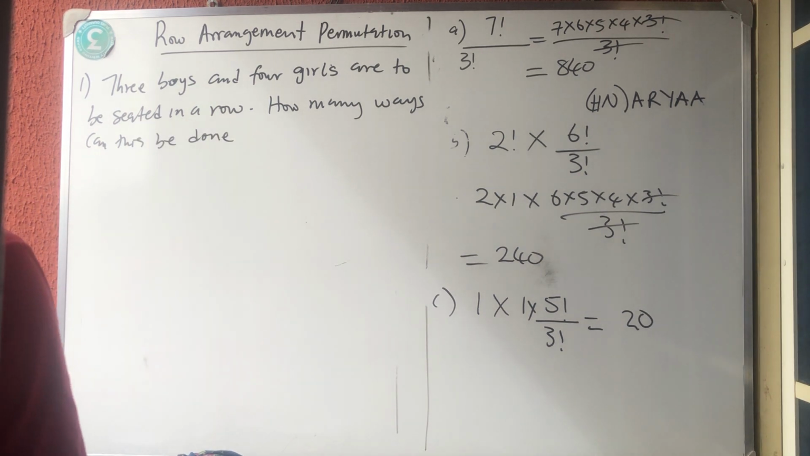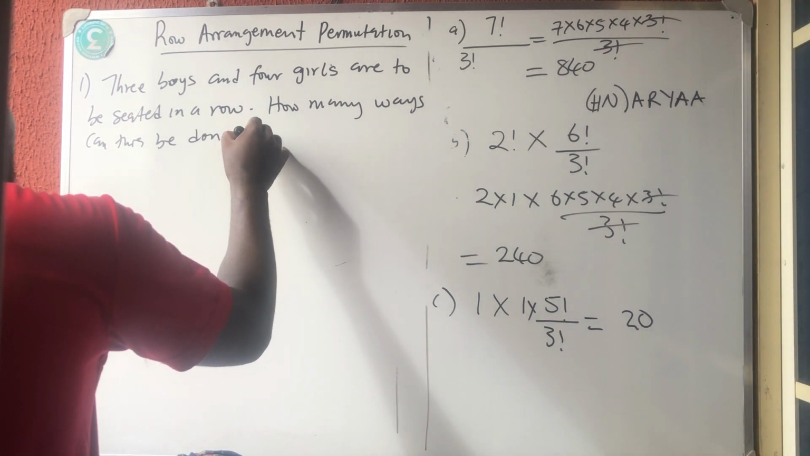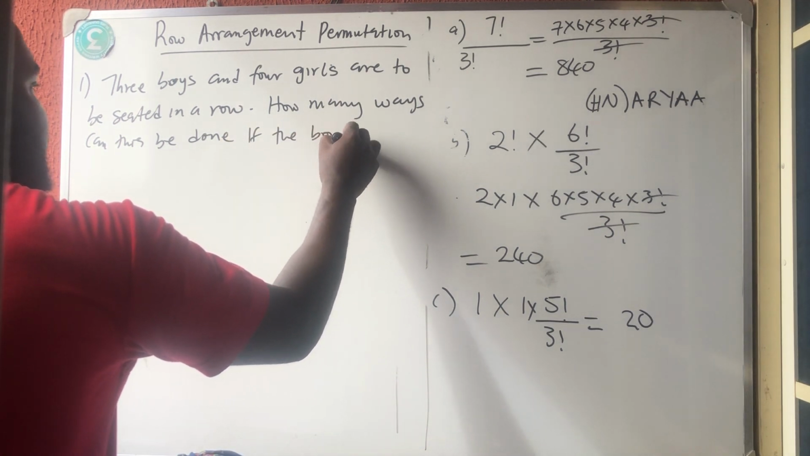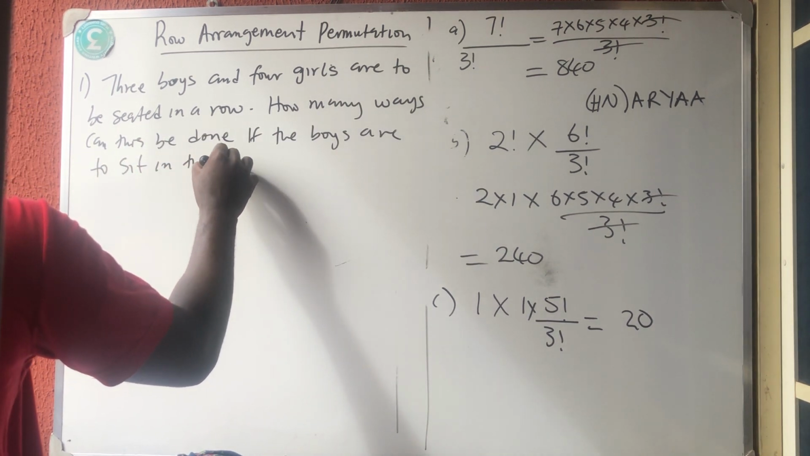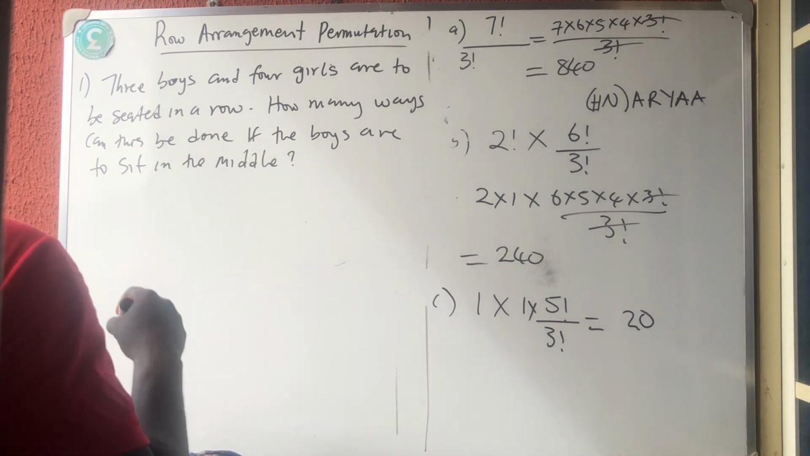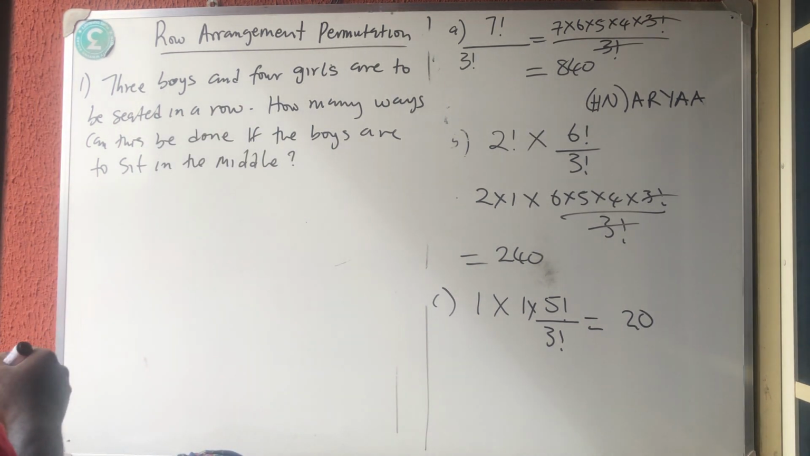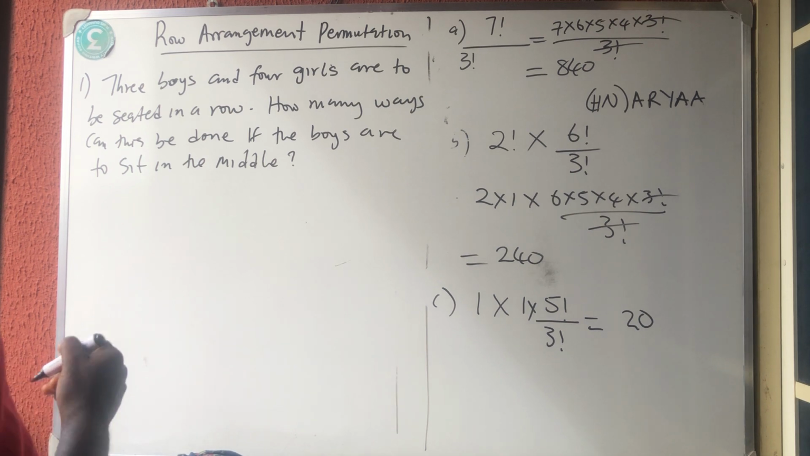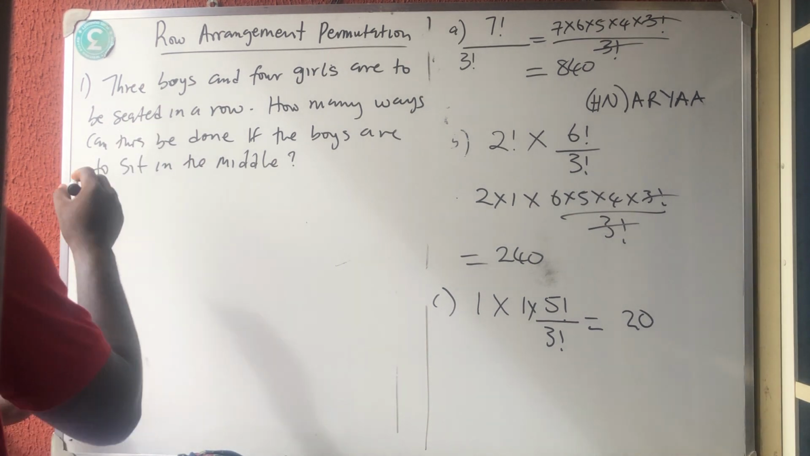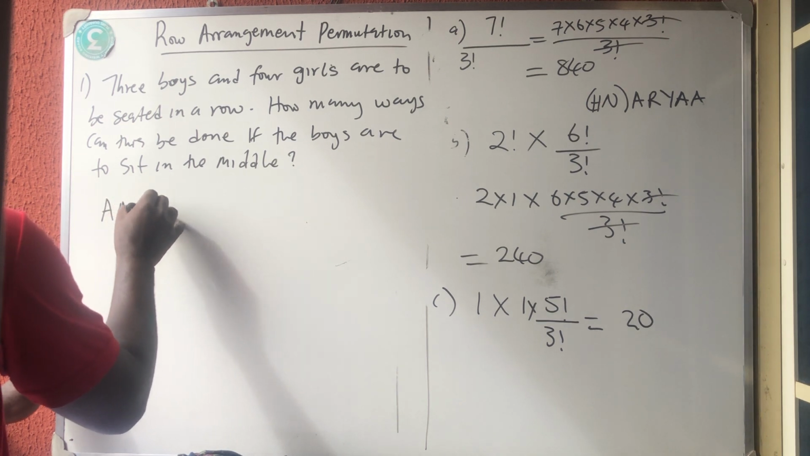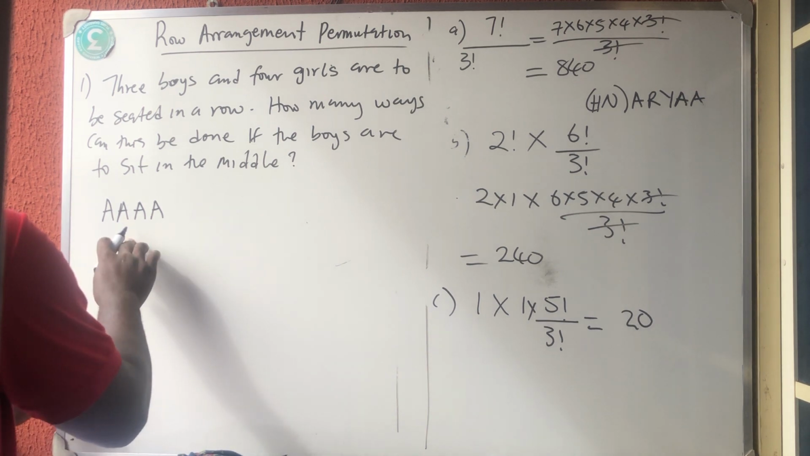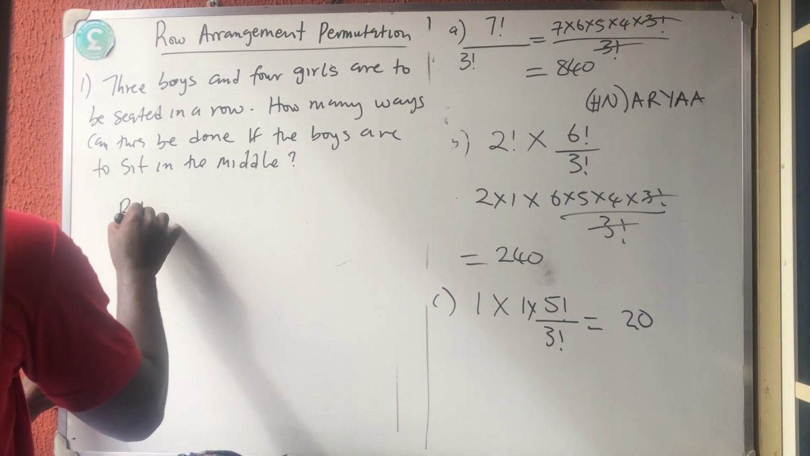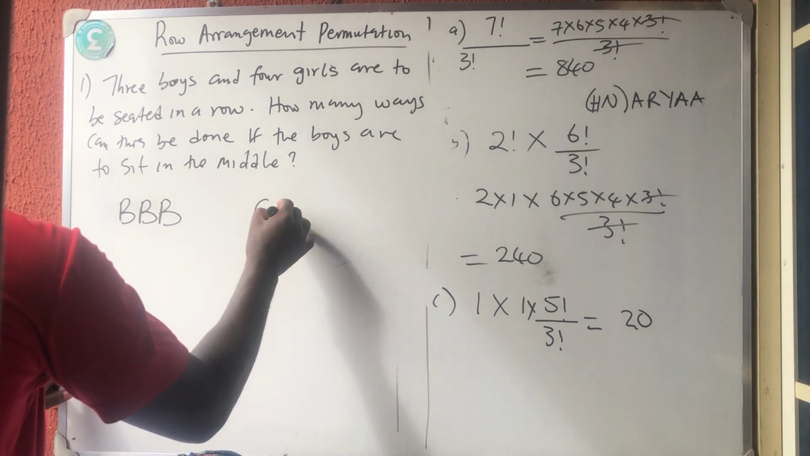How many ways can it be done if the boys are to sit in the middle? Okay. Now the boys are to sit in the middle. Let me represent it with B for the boys and G for the girls.